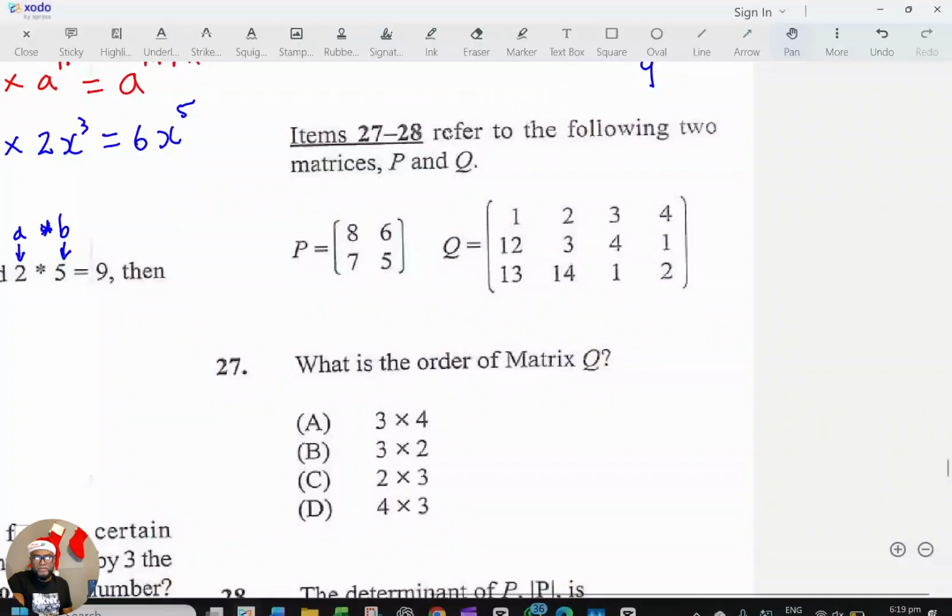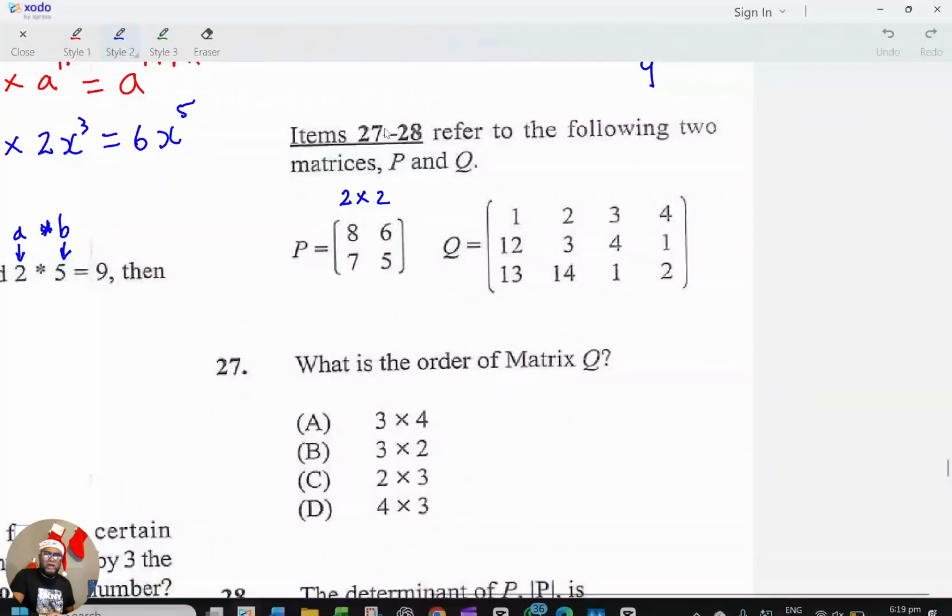So let me just go through it, right? Refer to the following, items 27 and 28, which means numbers 27 and 28, refer to the following 2 matrices, P and Q. So this matrix here is what we call a 2 by 2 matrix, right? 2 rows, the rows run across, and then 2 columns. The columns run up and down. So this will be a 2 by 2 matrix. That's what we call it, rows by columns, at all times.